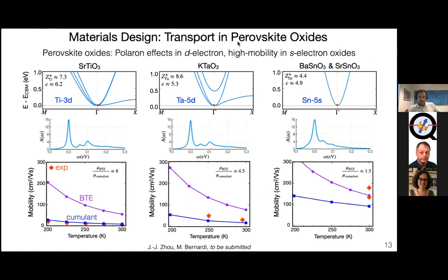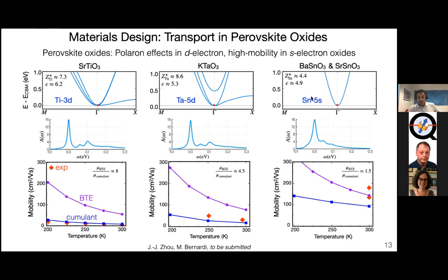In this work, we have studied about a dozen perovskite oxides, looking for trends for high mobility oxides. So how would you design basically an oxide with a high mobility? What we found consistently is that systems like strontium titanate and potassium tantalate that have a d orbital character in the conduction band tend to exhibit strong polar effects, and therefore their mobility is lower, and one needs the cumulant approach to correctly describe transport.